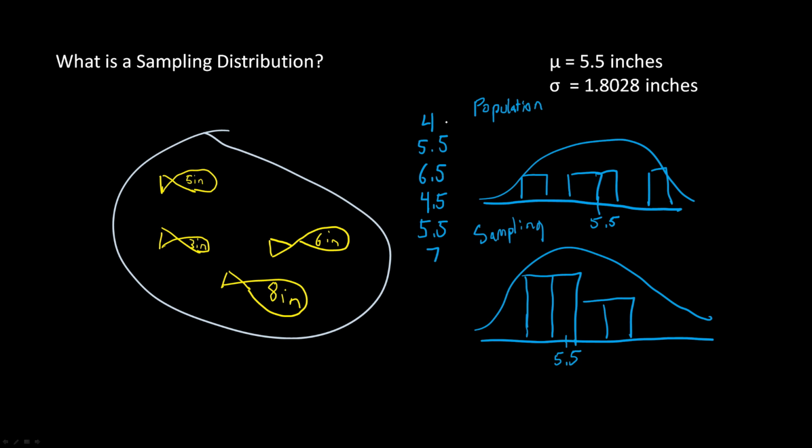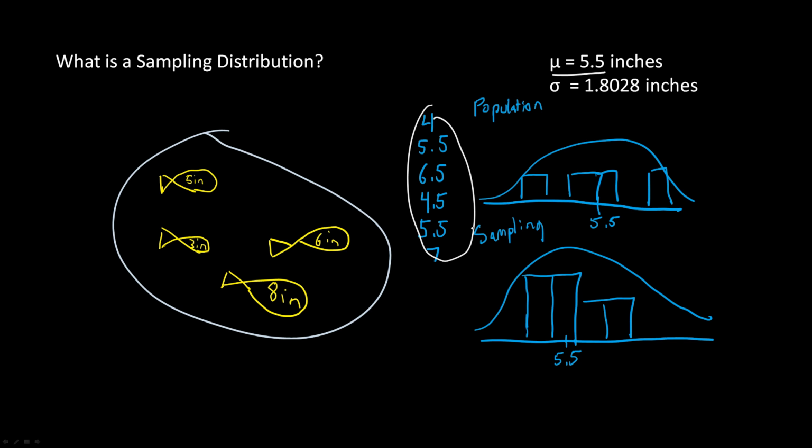The first rule is that the mean of the sampling distribution is equal to the mean of the population. So if we were to add up all these values of the sampling distribution and find the average, it should be the same as the population mean, 5.5 inches. And if you add up all these values, you should see that that is true. So that's the first rule of sampling distributions.